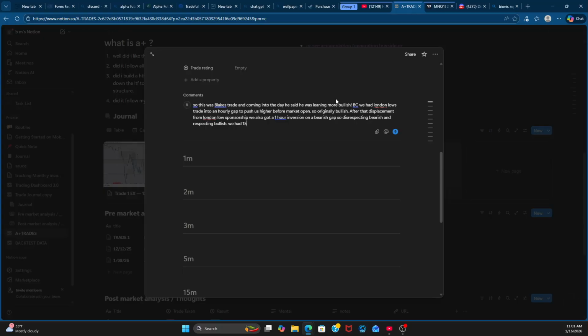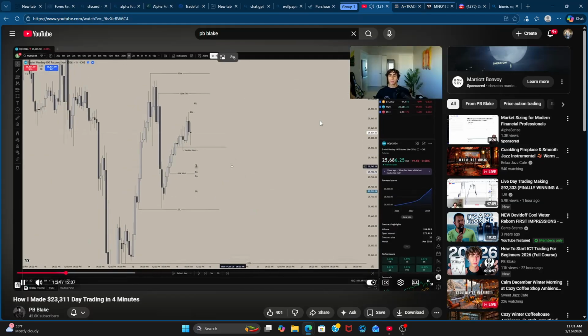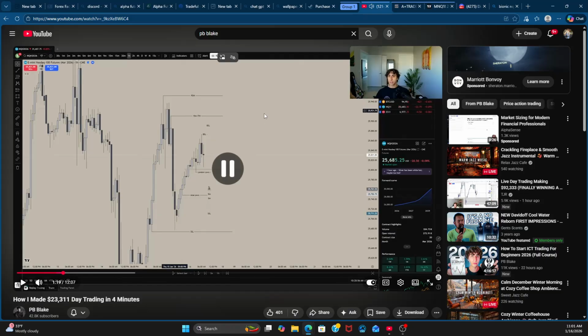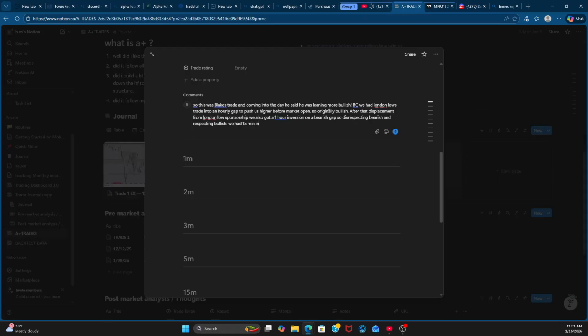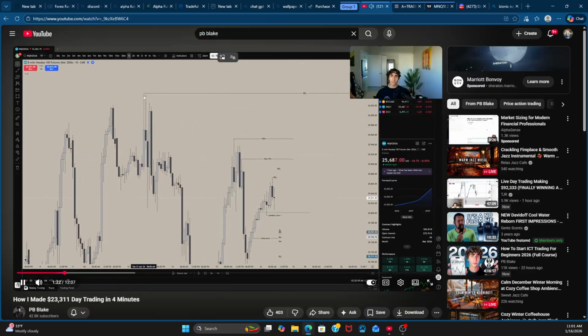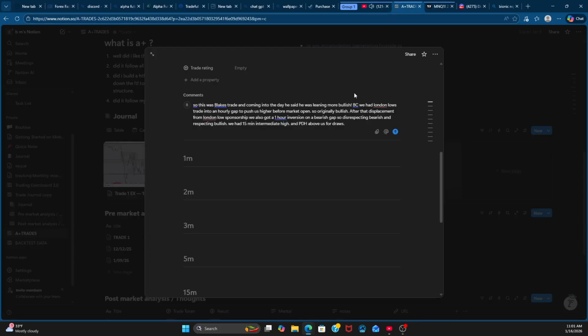We had 15-minute. Did you say intermediate or internal? Right, 15-minute intermediate high. We did have an hourly inversion as well. We had a 15-minute intermediate high and previous day high above us for draws. Thursday high, of course, we had these data highs that we left from, and data highs we left from Tuesday.